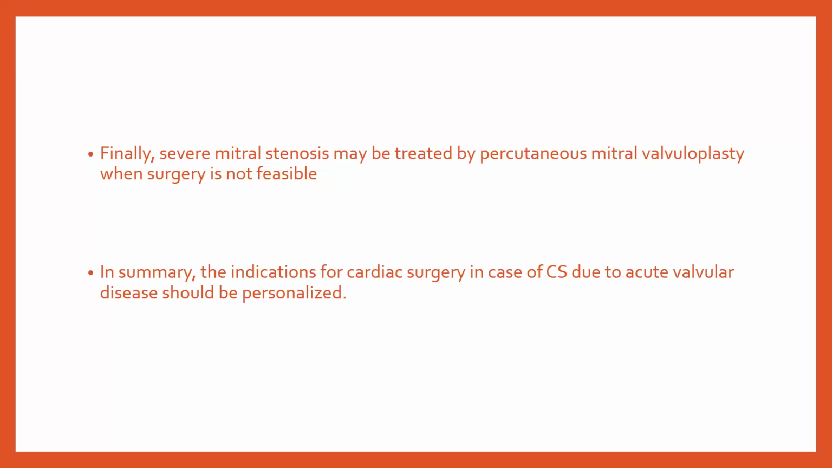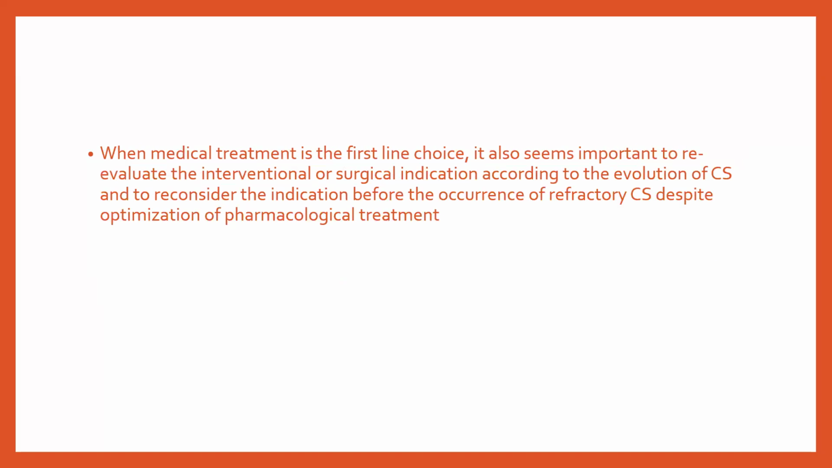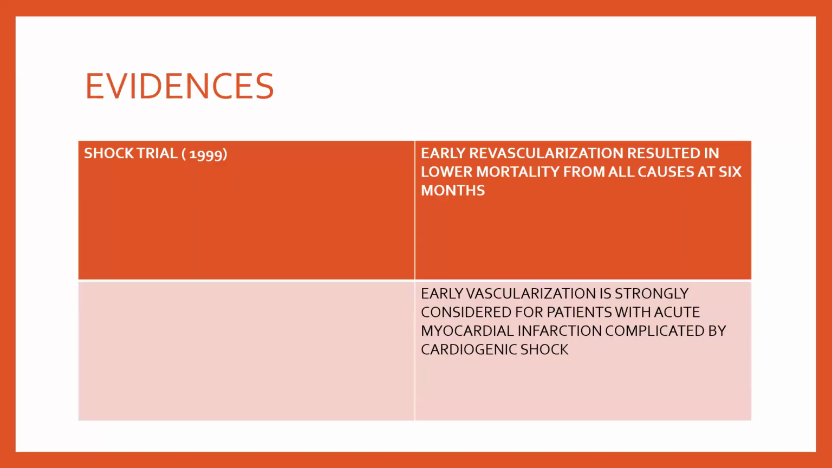So, in summary, the indication for cardiac surgery in case of cardiogenic shock due to valvular disease should be personalized. When medical treatment is the first line of choice, it also seems important to reevaluate the interventional or surgical indication according to the evolution of cardiogenic shock, and to reconsider the indication before occurrence of refractory cardiogenic shock despite optimization of pharmacological treatment. So let's see what the evidence is saying about this.